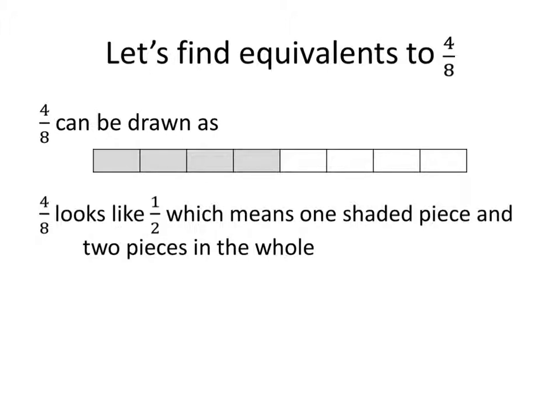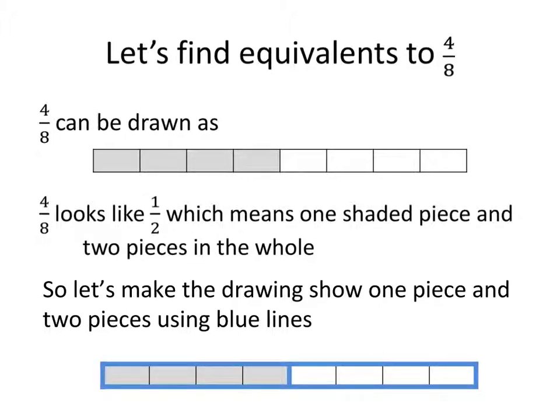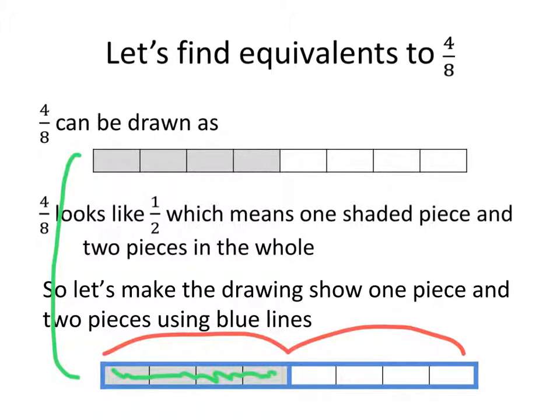But the way it's drawn right now, I have 4 that are shaded and I have 8 in the whole. So let's figure out a way to sort of redraw that. And I'm going to do that using blue lines. So if I just look at these blue lines, now I have just one piece that's shaded and I have 2 pieces in the whole. So now I have a drawing that is 1/2. But notice, if I look at the top rectangle and the bottom rectangle, they're the same size and they have the same amount shaded. So this is showing that 4/8 is equal to or equivalent to 1/2.